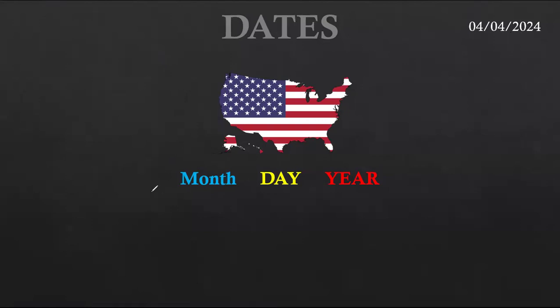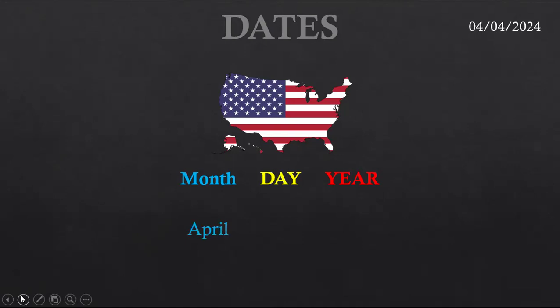So, as I said, we start with the month, right? How do we say the month? This month is April. The month we are in right now is April. What about the day?